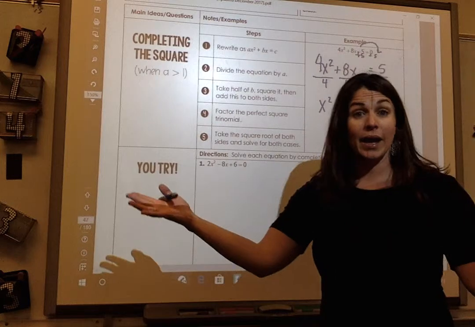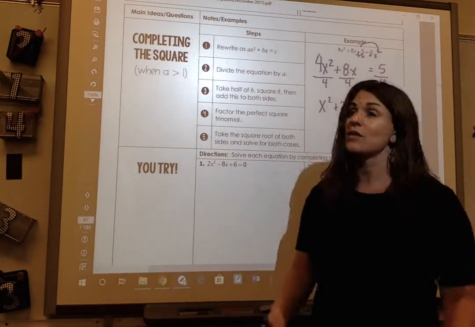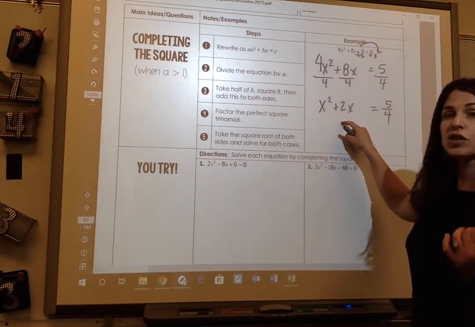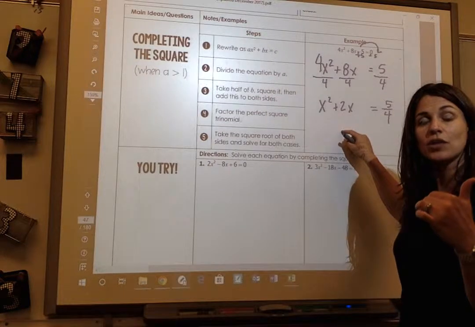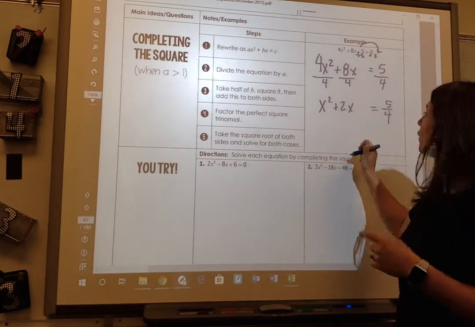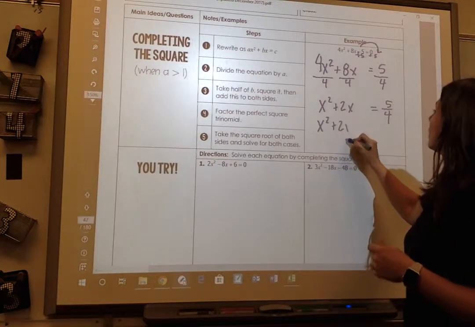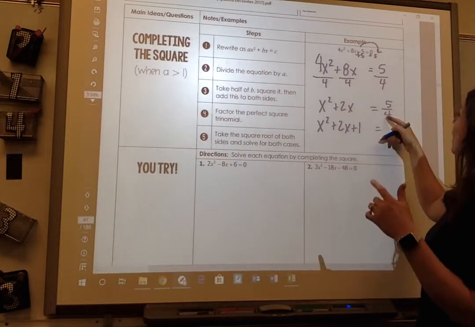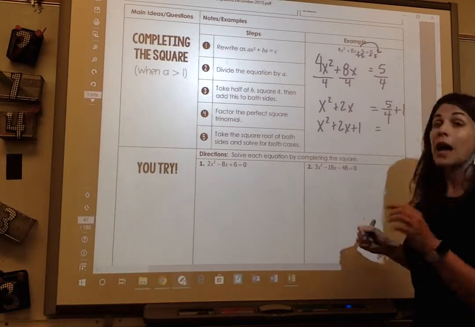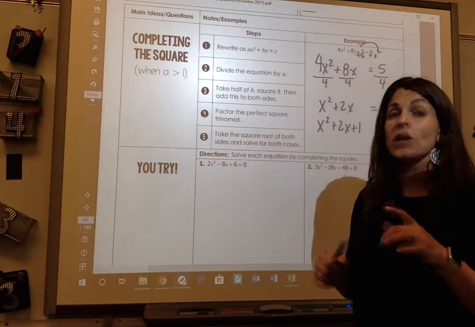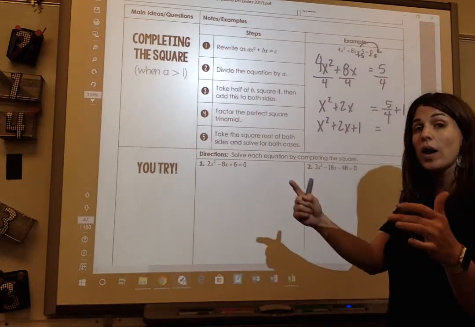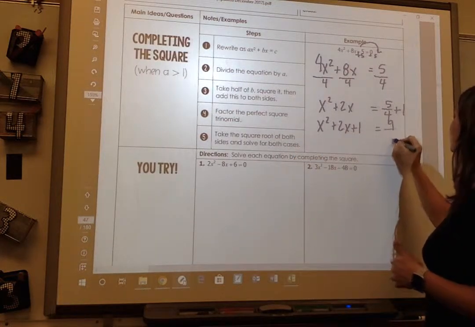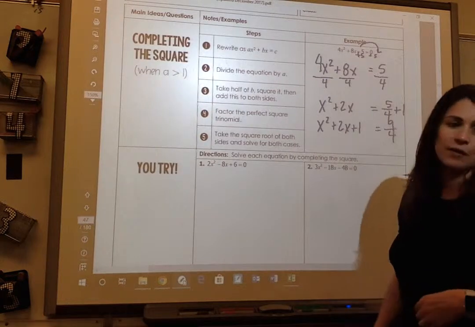And now I do what I did last section. I complete my square. So I divide this by 2 and square it. 2 divided by 2 is 1. 1 squared is 1. And if I add 1 over here, I've got to add 1 over here. Now, I'm going to keep this as a mixed fraction. So 5/4 plus 1 is really 9/4. So I'm going to keep that as 9/4.